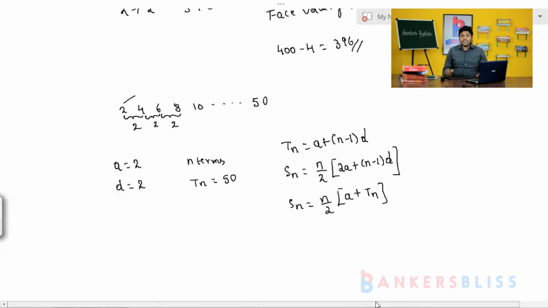So, why is it called arithmetic progression? When you have a common difference between two successive terms, those series are said to be in AP. The first term is called A, the common difference is called D, the total number of terms is called n, and the last number is called Tn. You can use the Tn formula to identify the last number, and the Sn formula to identify the sum of the values. So, this is all about arithmetic progression.